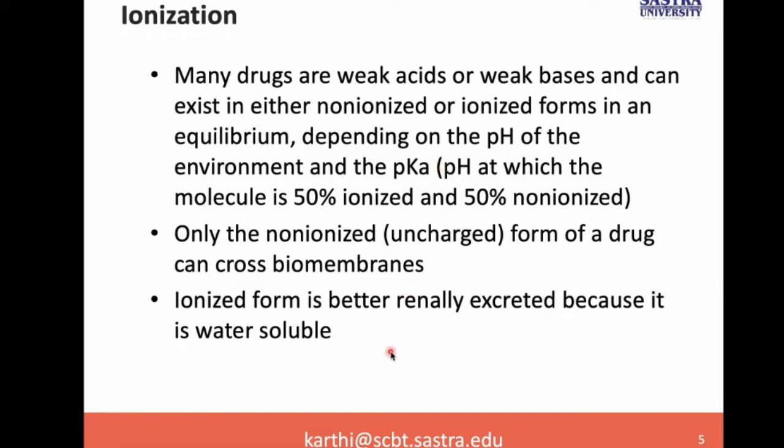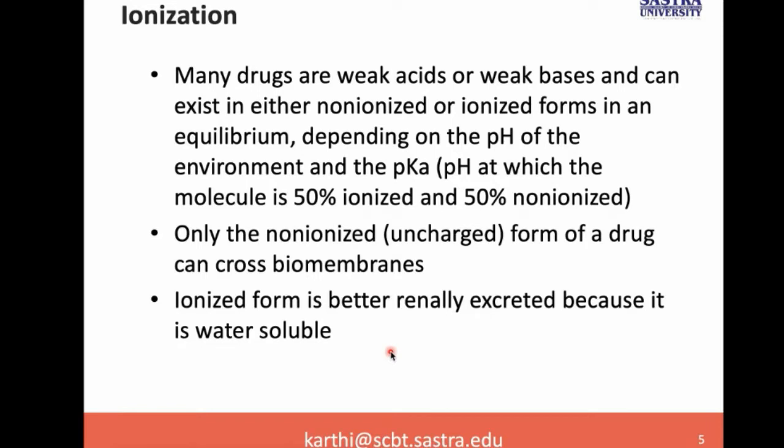Just 3 points I have discussed. Any doubt in this slide? Any clarification is needed? So when pK is 3.5 for aspirin, why do we refer to it as carboxylic acid, sir? No, I don't understand the question. Can you say your question again?